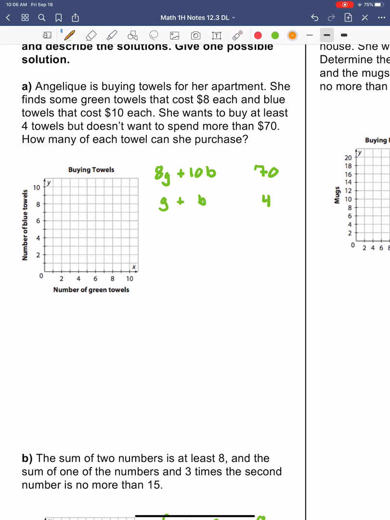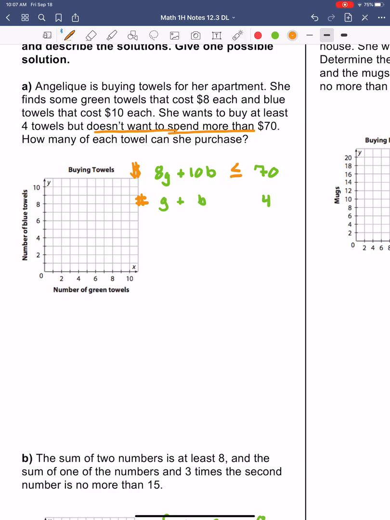Okay, so some pieces that are happening here. First, we have the money equation, the value there. Then we have the amount equation down below. For the value equation, she doesn't want to spend more than $70. So instead of equaling $70, we're going to put less than or equal to, because she doesn't want to spend more than that.